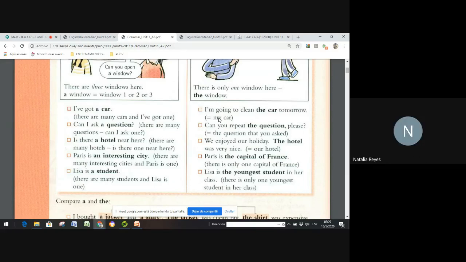I am going to clean the car tomorrow. Yes, it will say the car. It can be my car, but we are saying something that we already know. It is not the first time we talk about the car. So if someone says, I'm going to clean the car, I know what car the person is talking about. It's not new information for me.